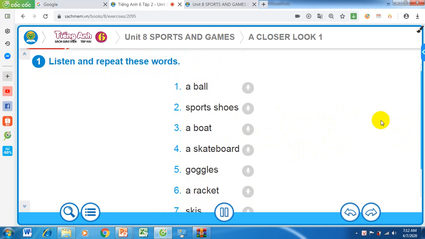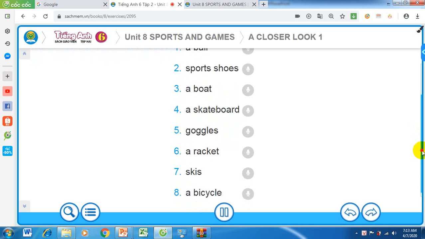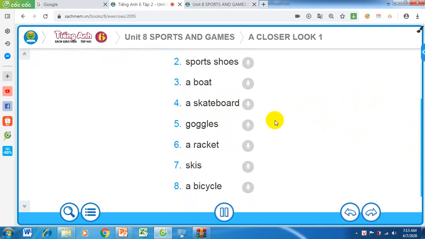So a ball, of course, we use in football or volleyball. Sports shoes we use for many kinds of sports, for example, ball games, running, walking. A boat we use for sailing. A skateboard we use in skateboarding. Okay, and goggles, quite strange. Yes, goggles we use for swimming to protect your eyes from the water. And a racket we use in badminton or table tennis or tennis.